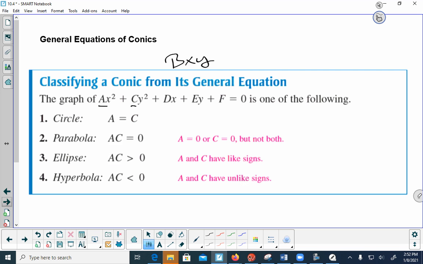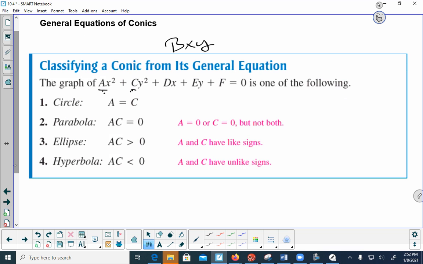So these rules still apply even when you have a middle term like that. A and C are the coefficients of my two squared terms, so that's all I'm really going to look at. I really don't care about the rest of the equation. I don't. I really don't. So I'm looking at the A and the C.